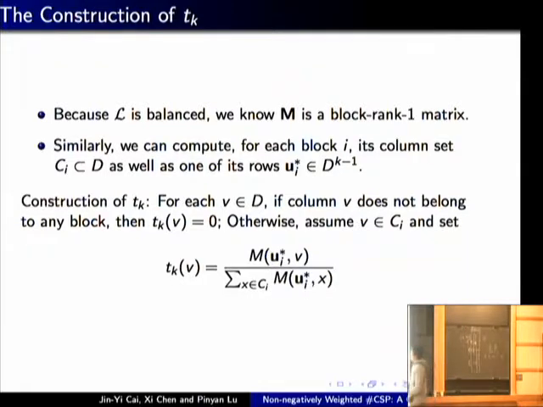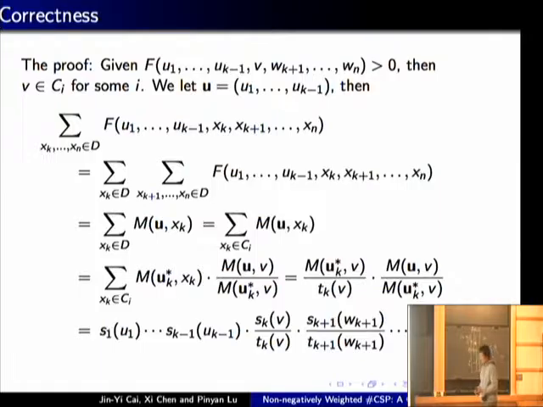The interesting case is when this v is in one of the blocks. Then tk of v is just this entry divided by the sum of entries on this row, on this ui star row. And you can prove in a very, very similar way that now if you sum over these variables, you can actually finally get this very explicit form.